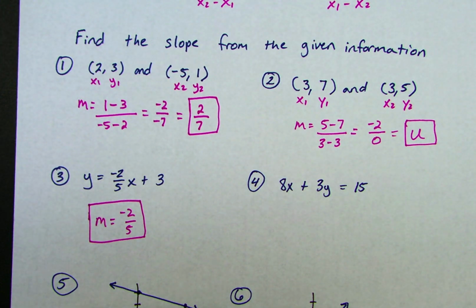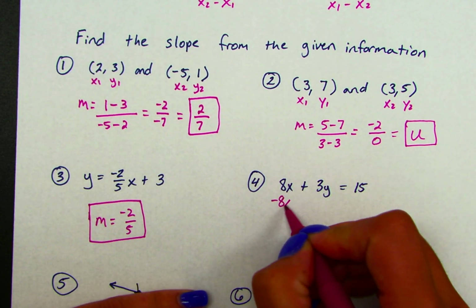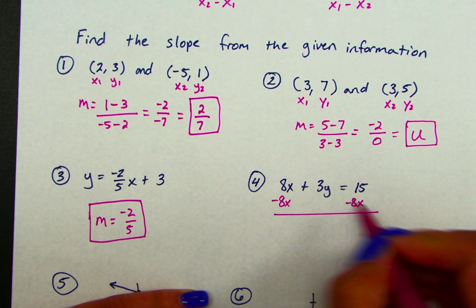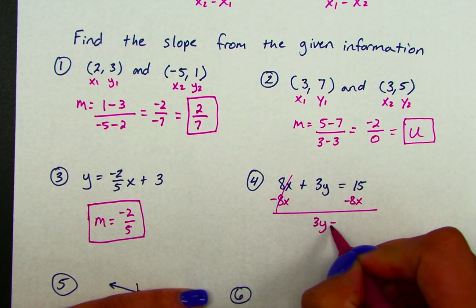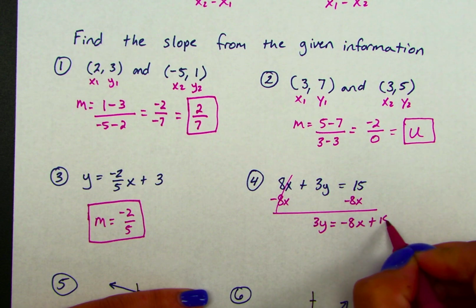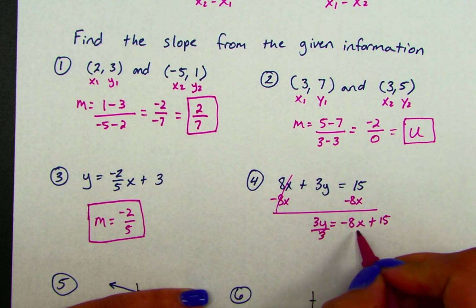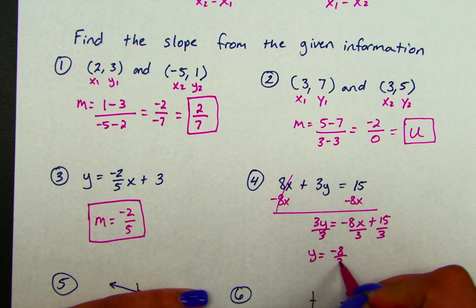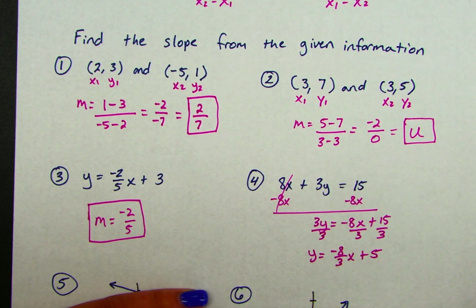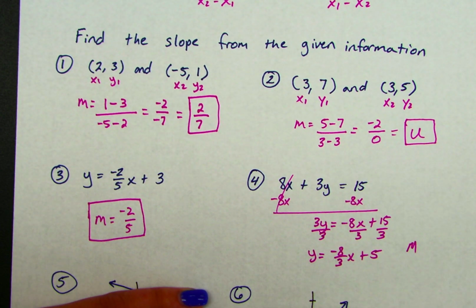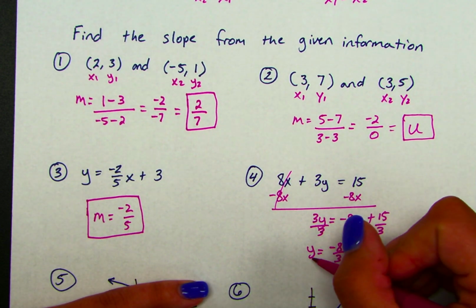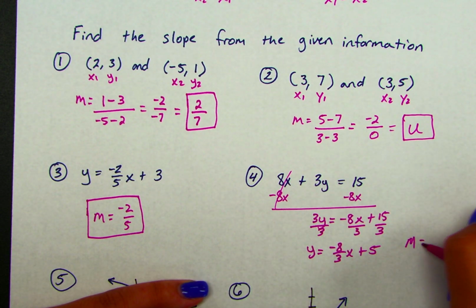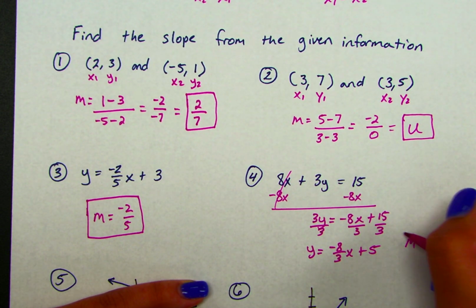Okay. Now, if we have an equation where we need to identify slope and it's not solved for y, that's the first thing that we would do. So for this one, I would need to start by subtracting 8x. So this will be 3y equals negative 8x plus 15. And then divide everything by 3. So y equals negative 8/3 x plus 5. So again, the slope is always the number in front of the x when y is solved. So this will be negative 8/3 for that answer.